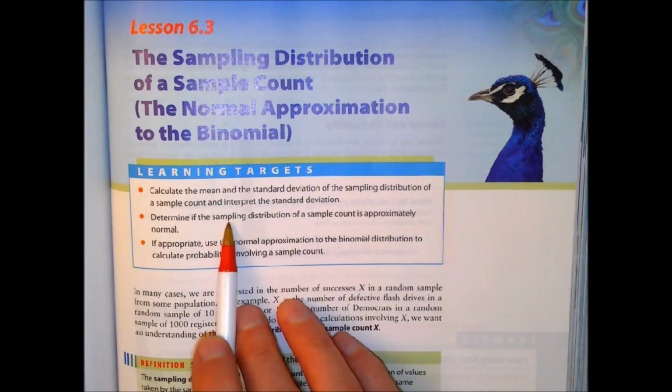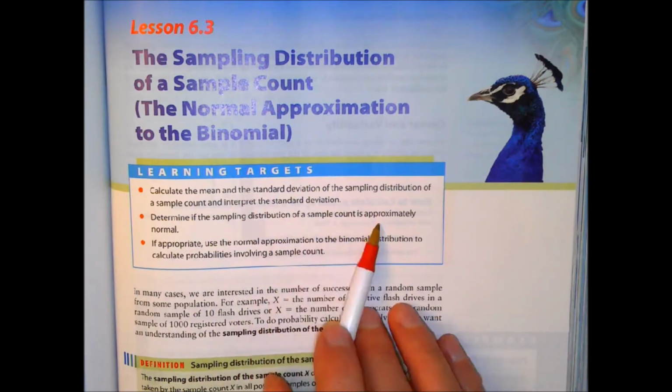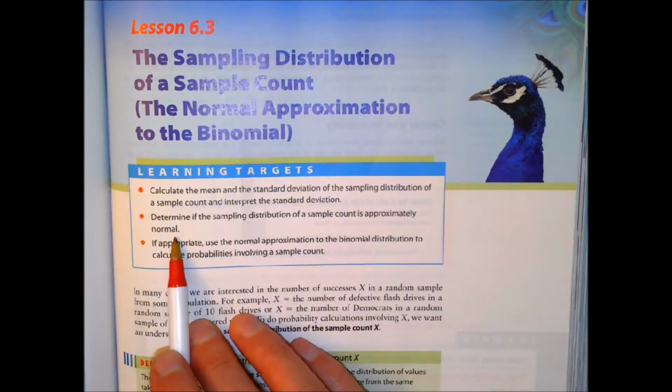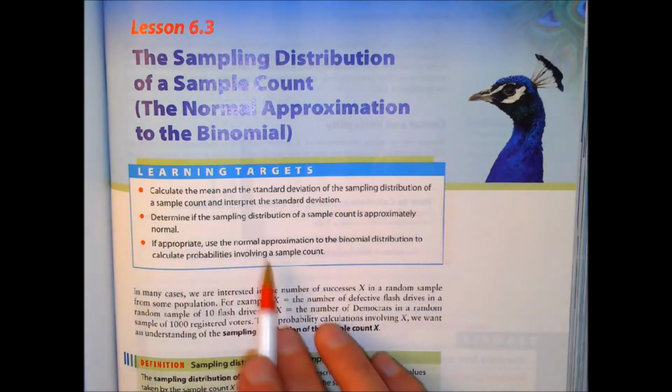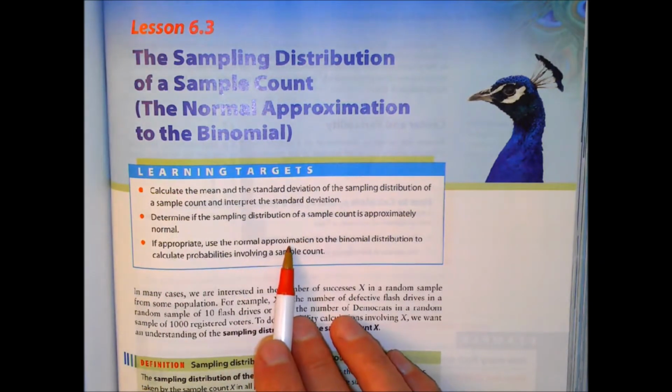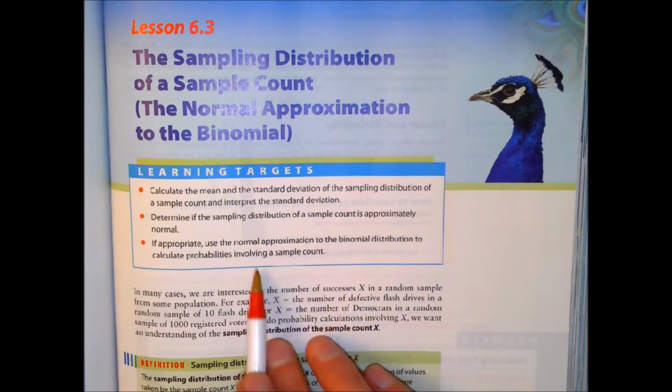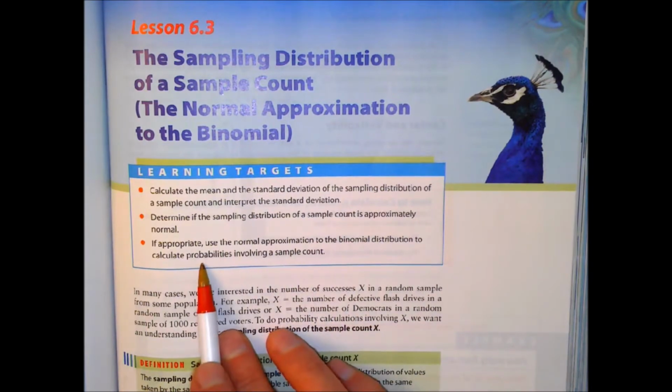We're going to determine if that sampling distribution is approximately normal. And then if it is approximately normal, we're going to use the normal distribution we did in Desmos to figure out certain probabilities. Those are our three things we're going to do today.